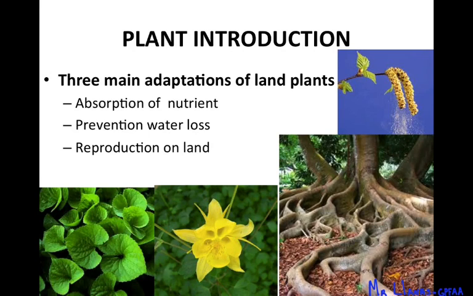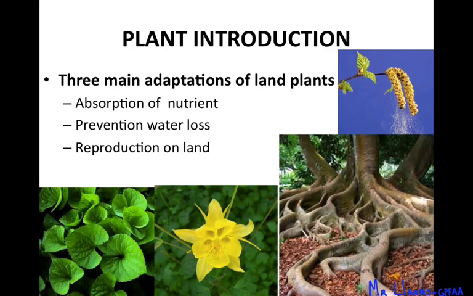We talked about the adaptations of these plants, and these are the three main adaptations that they developed as they moved away from water. One of them was a way to absorb nutrients, and they developed roots to do that. As they moved away from water, they started using these roots to actually absorb the nutrients and water from the ground. They also developed cuticles and stomata to prevent the water loss, to prevent losing the water that they absorb through the roots.